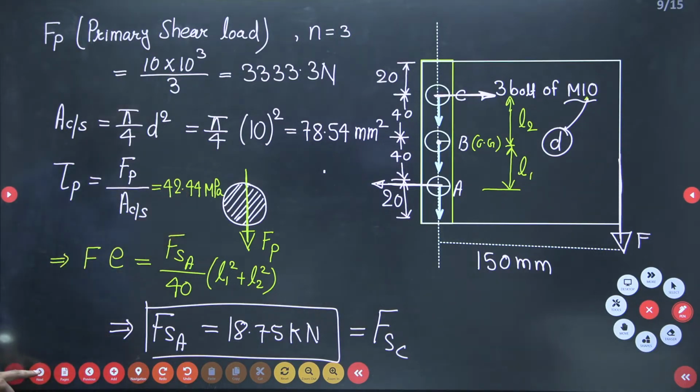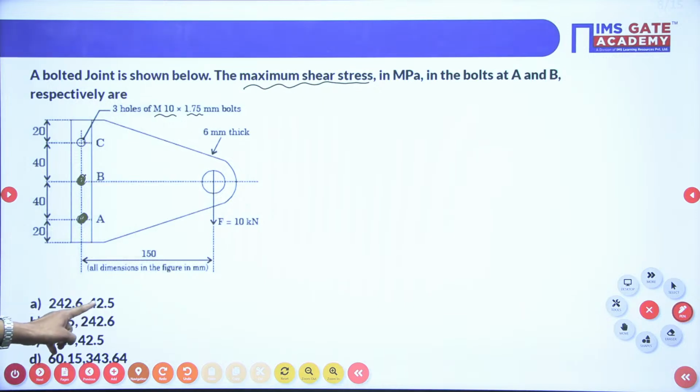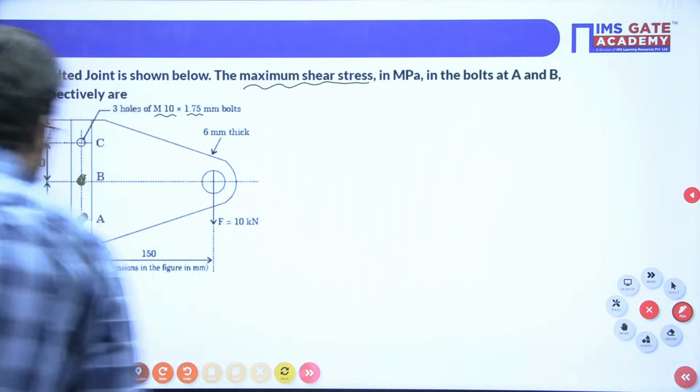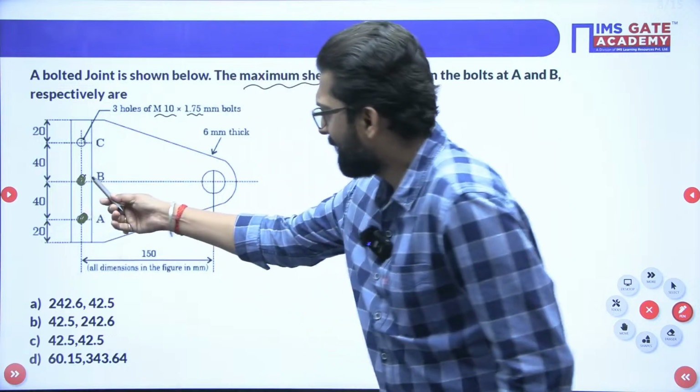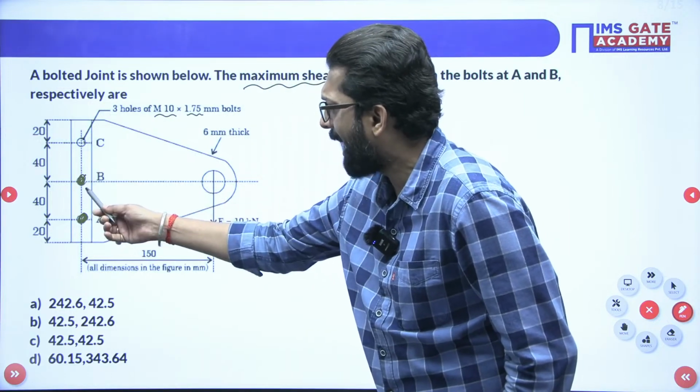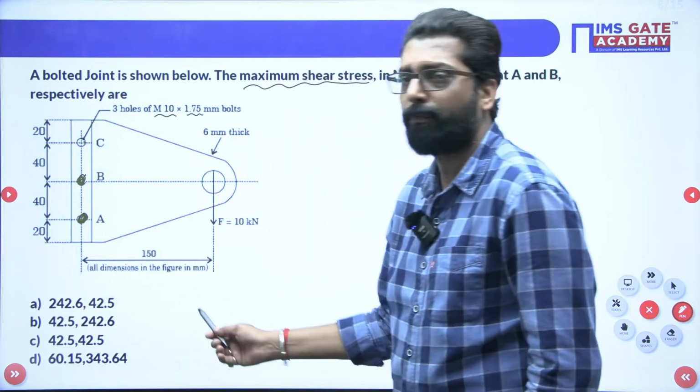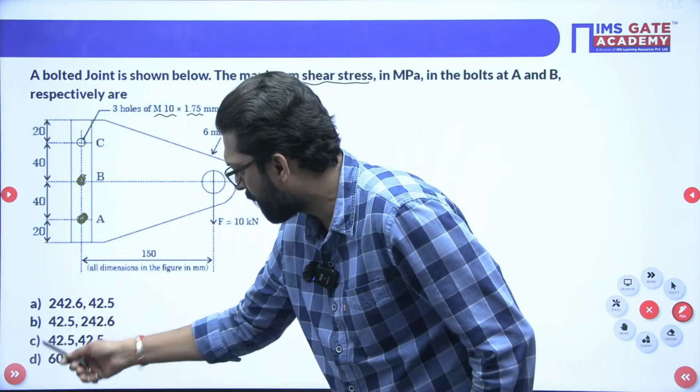So bolt B, 42.44. Options A and C may be correct. On bolt B, only the direct shear will act, the primary shear. There is no secondary shear on the bolt. Why? Because B is at the CG. So there is only direct shear, and that direct shear value is 42.44. That means options A and C may be correct.